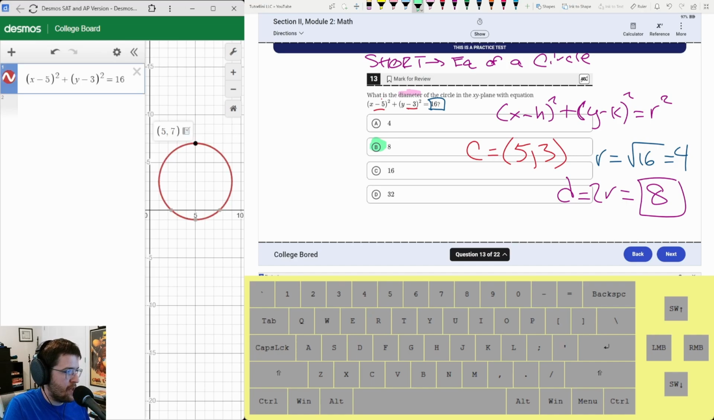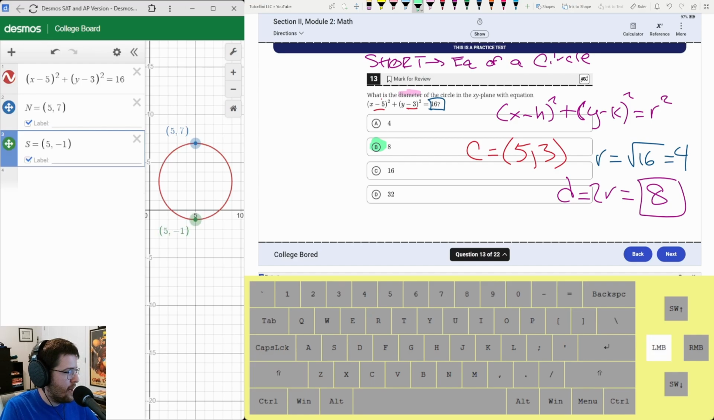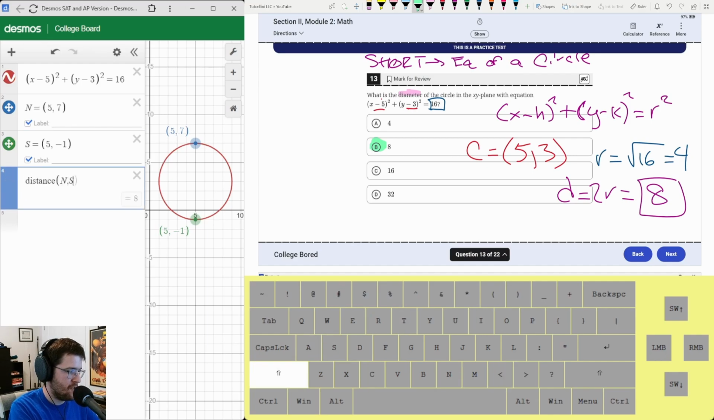So I'm going to find the north and southmost points. I'm just going to double click on them and then export them. And I'm going to call the top one north. And then I'll call the bottom one south. And the diameter is the distance between those two diameter endpoints. So distance n, comma, s. And we get 8.